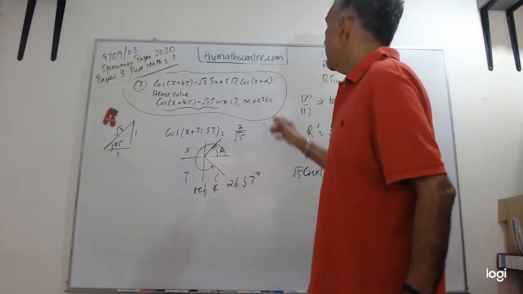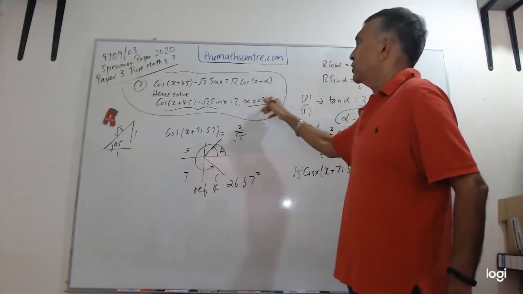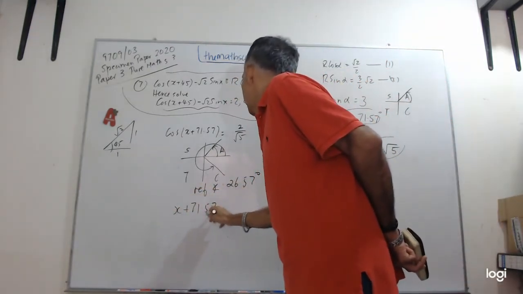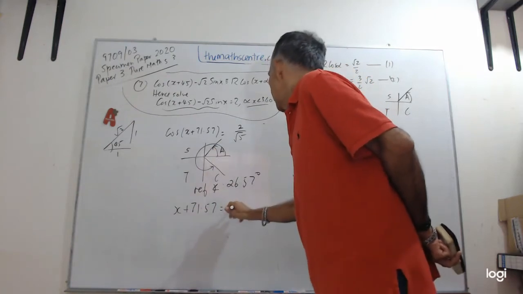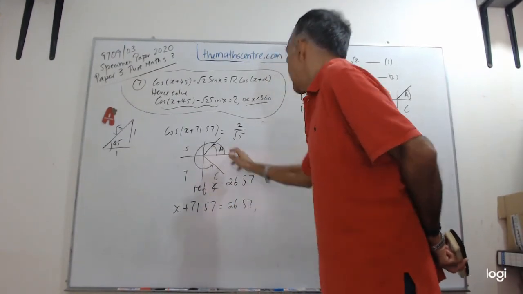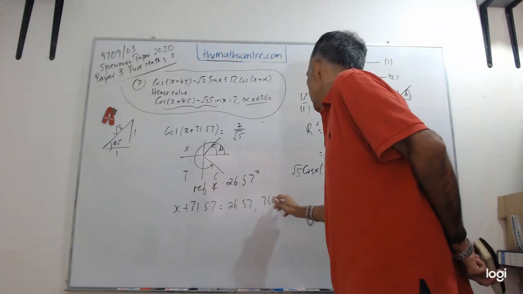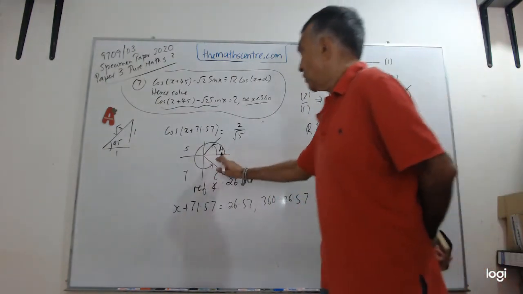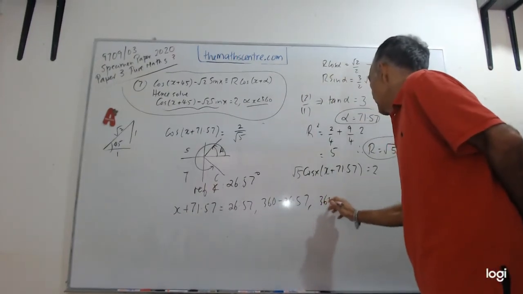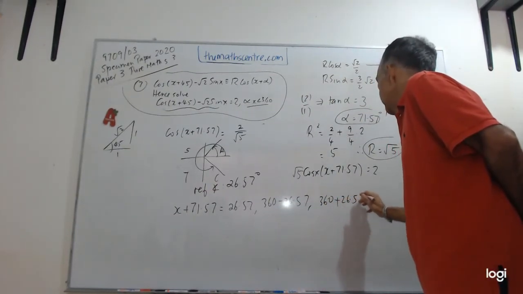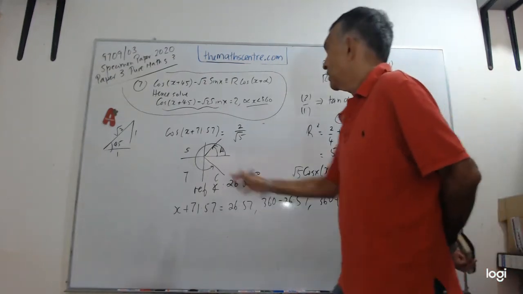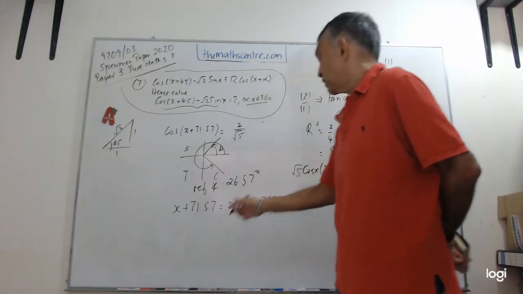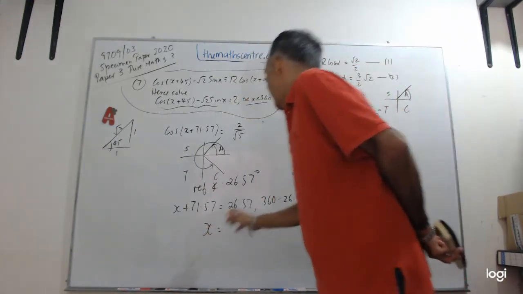So now you can write, remember this x, right? x is between 0 and 360. So we can write x plus 71.57 equals to, the first angle is 26.57. The second angle is 360 minus 26.57. Don't stop there, that's the second one. The third one will be what? 360 plus 26.57. Why? Because this number here is big. So when you clean it up, you will get your answers.